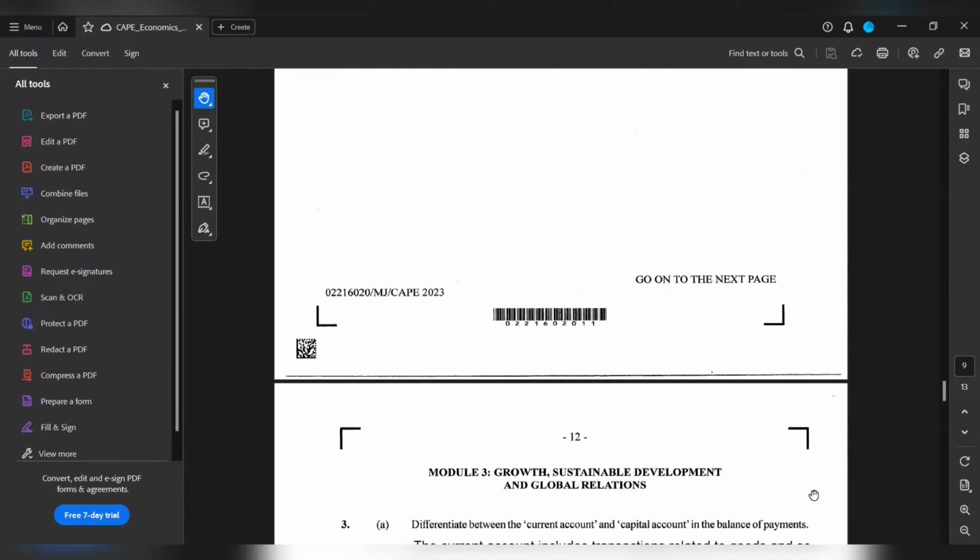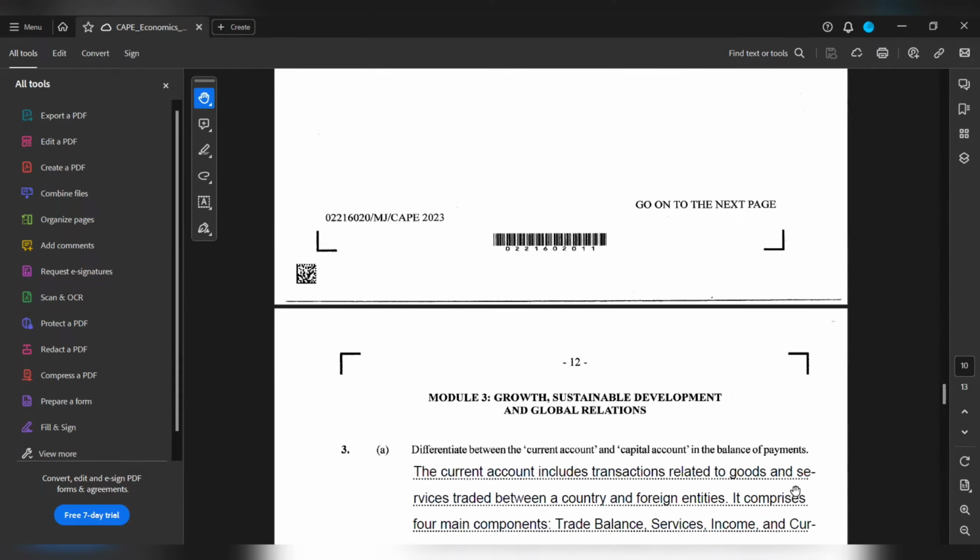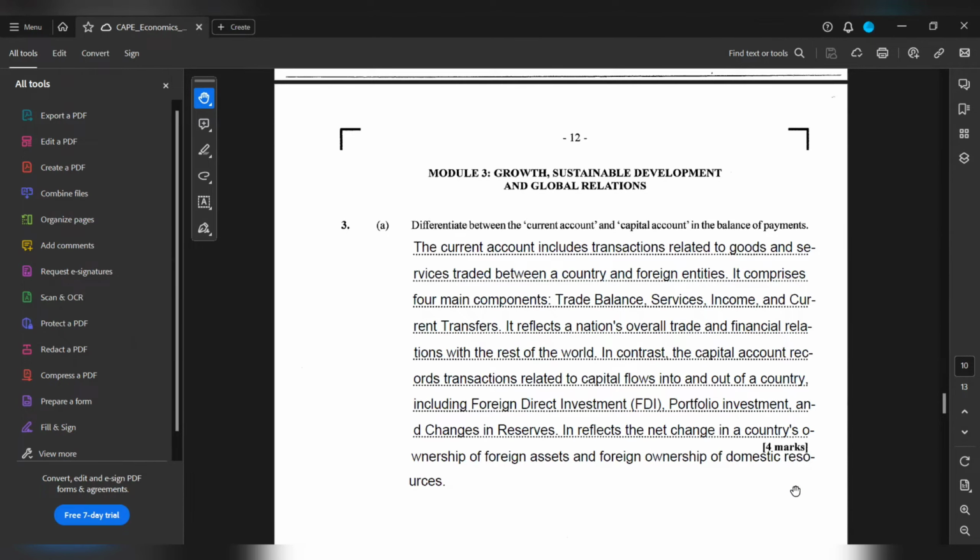Module 3: Growth, Sustainable Development, and Global Relations. 3A. Differentiate between the current account and the capital account in balance of payments. The current account includes transactions related to goods and services traded between a country and foreign entities.